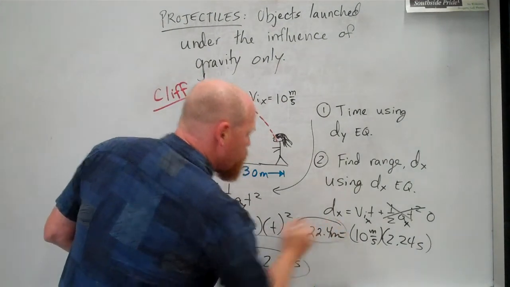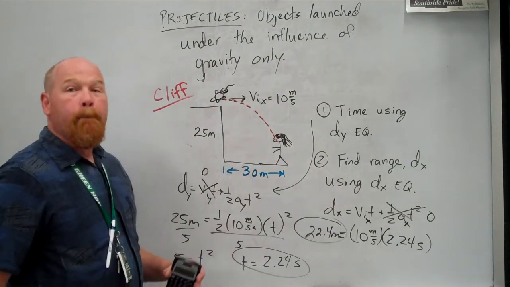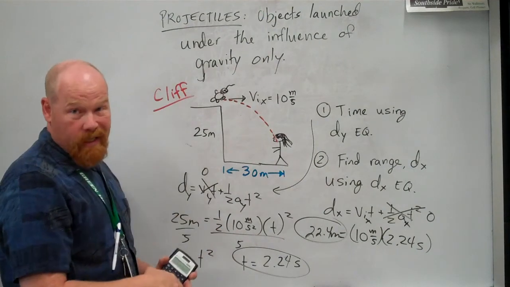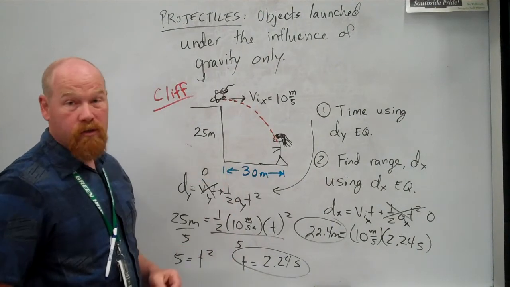So, 22.4 meters, 30 meters to mom. Mom better get trucking or DSS is going to be after her because she's a little too long there.